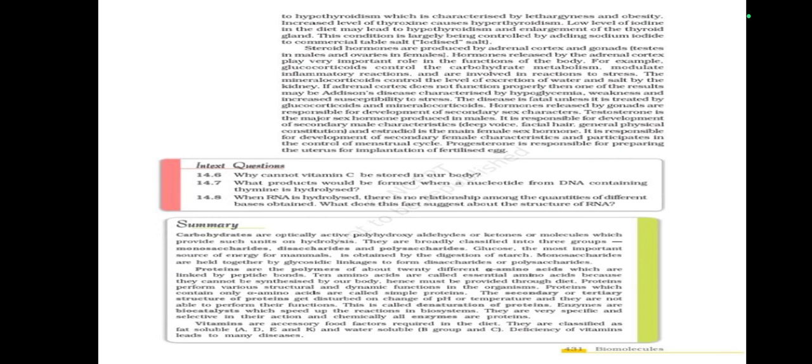Proteins are the polymers of about 20 different alpha amino acids which are linked by peptide bonds. Ten amino acids are called essential amino acids because they cannot be synthesized by our body, hence must be provided through diet. Proteins containing only alpha amino acids are called simple proteins. When the secondary or tertiary structures are disturbed, proteins are not able to perform their functions.